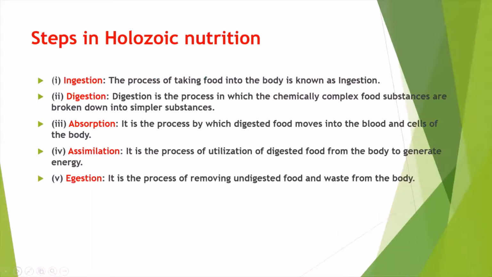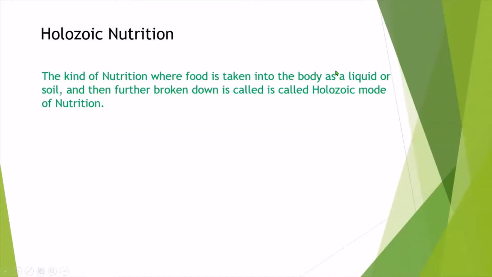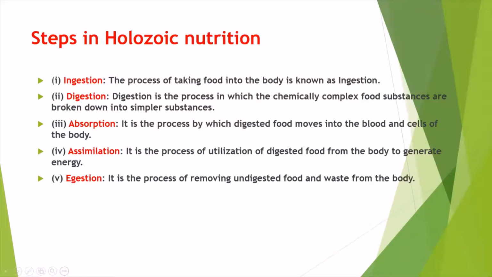So you all know in every process there are a few steps, and in holozoic mode of nutrition also there must be a few steps, right? So there are 5 steps in holozoic nutrition. The first one is ingestion. The process of taking food into the body is known as ingestion. The food is taken into the body in the state of any liquid or solid. That means it's simply keeping the food into your mouth.